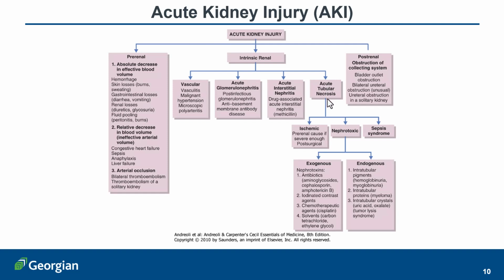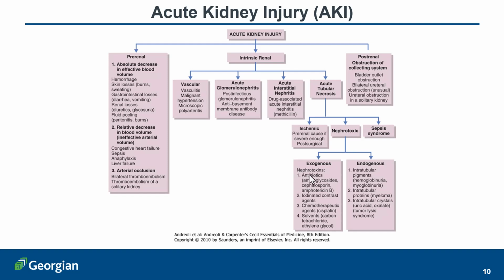For acute tubular necrosis, what can damage the tubules? It could be ischemic causes, which is kind of related to the pre-renal. So a pre-renal decrease in the effective circulating blood volume can cause ischemia, and that can cause acute tubular necrosis. So it might start off with a pre-renal cause, but then it goes to an intrarenal or intrinsic renal cause. In other words, acute tubular necrosis. But more commonly, acute tubular necrosis is caused by nephrotoxic drugs.